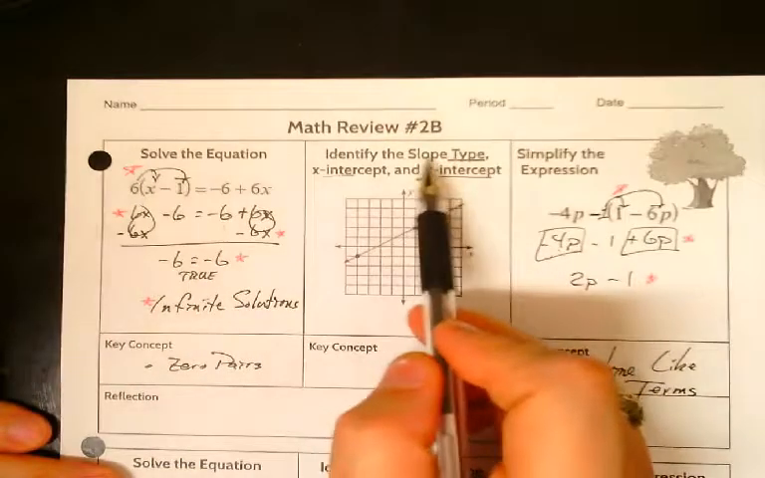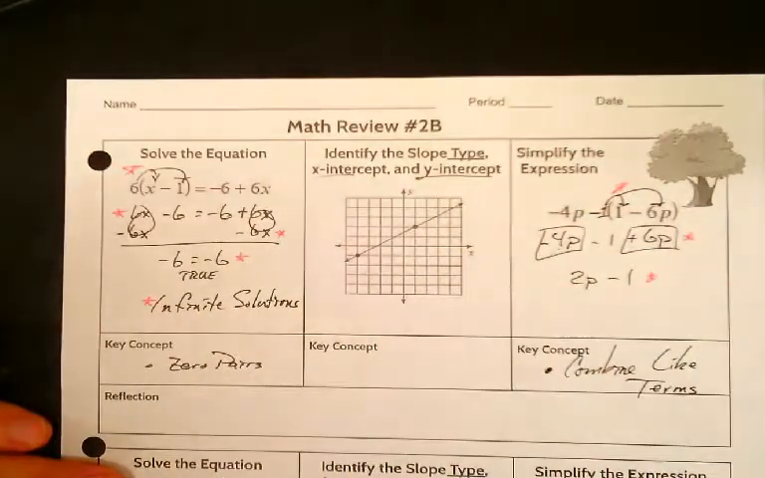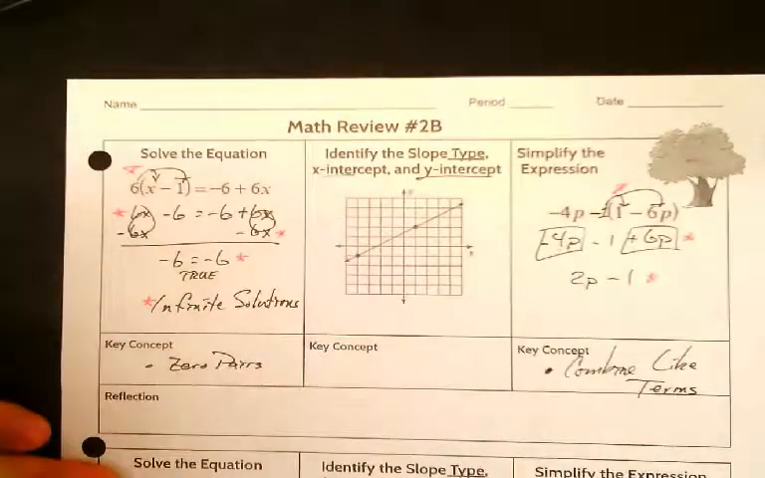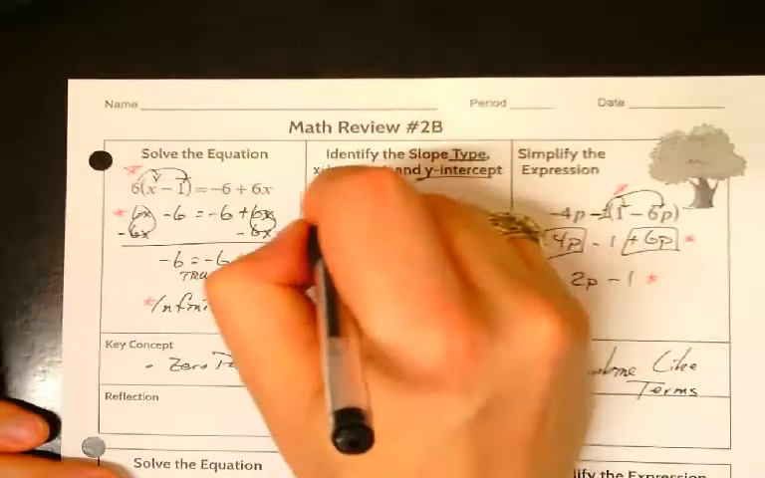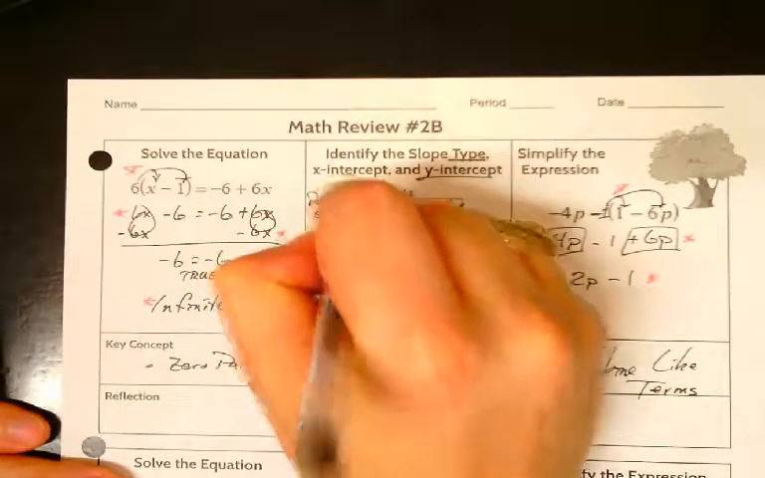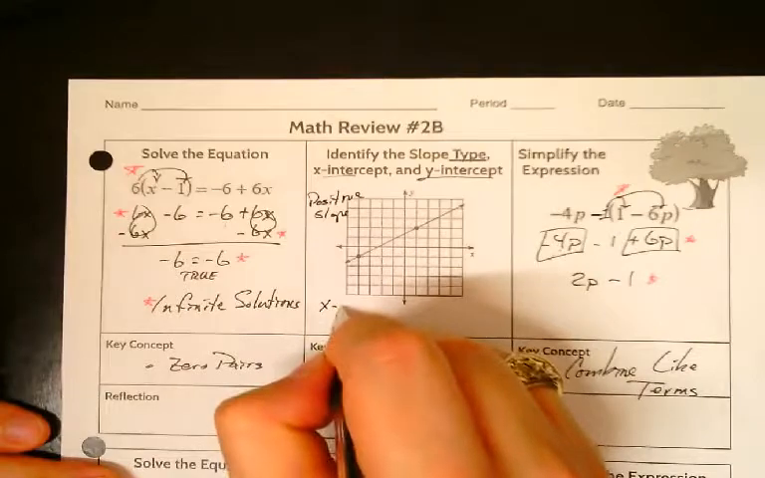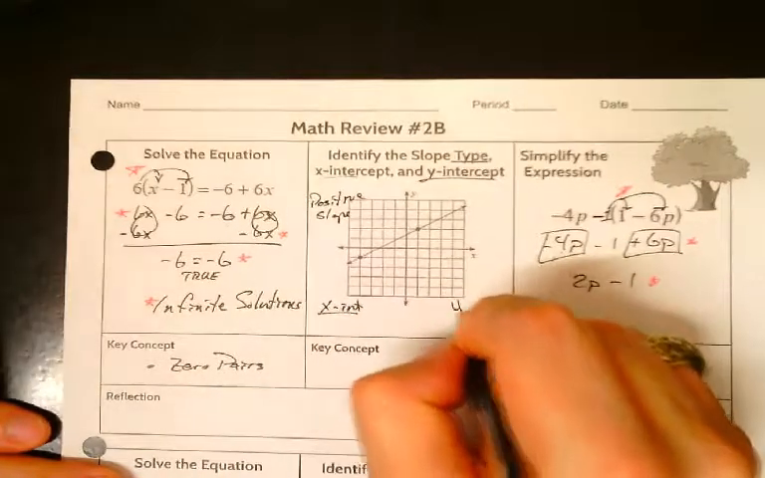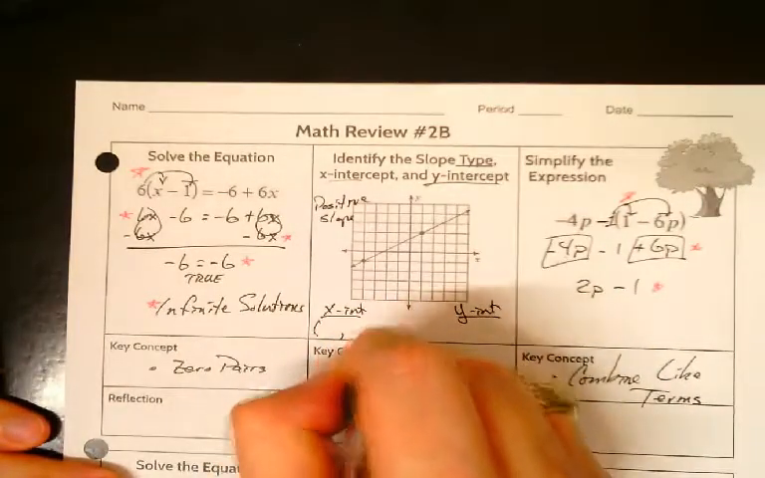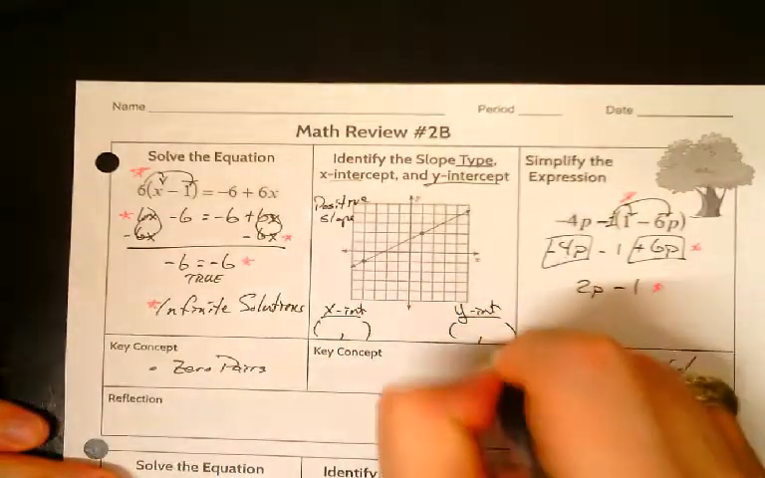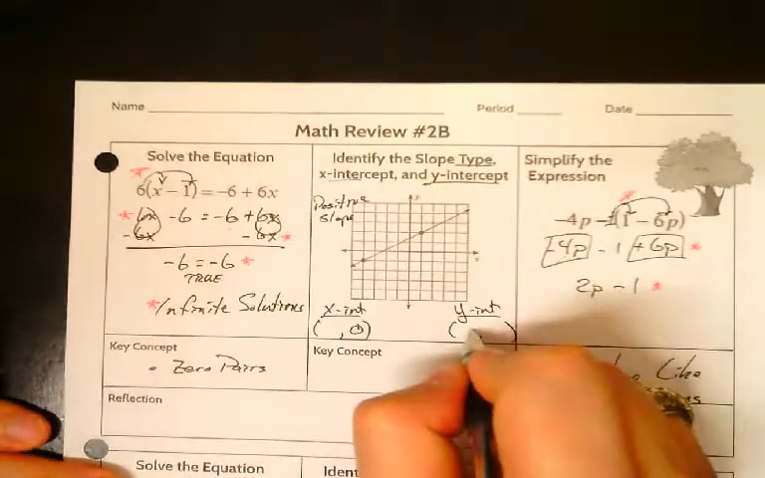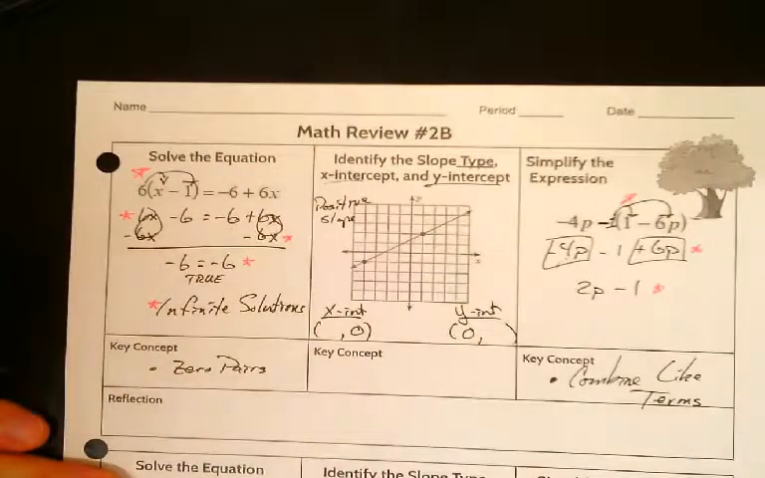Alright. Now last part, identify slope type. So this graph here is going up. So that's a positive slope. Now we have our x-intercept and our y-intercept. And we're going to go ahead and fill out part of each one before we even look back at the graph. X-intercept, the y is 0. Y-intercept, the x is 0. Every single time. Y'all should remember this.